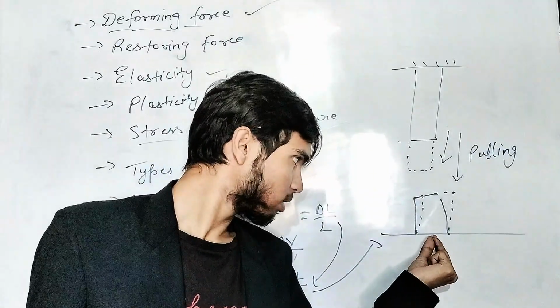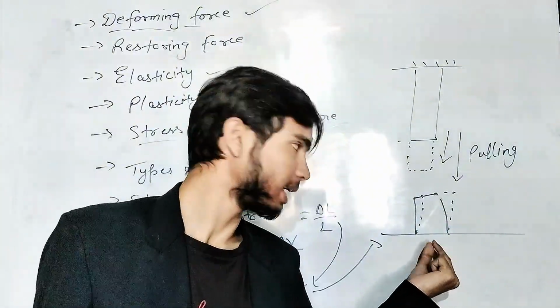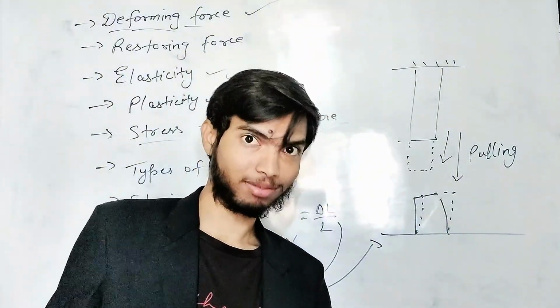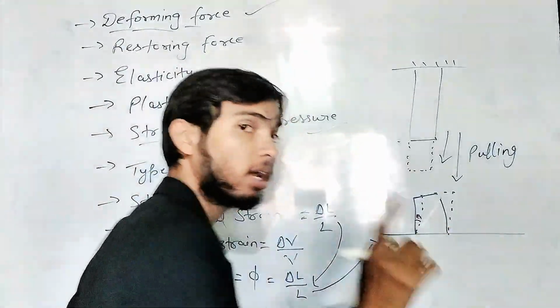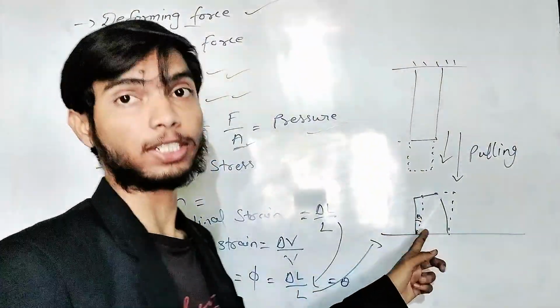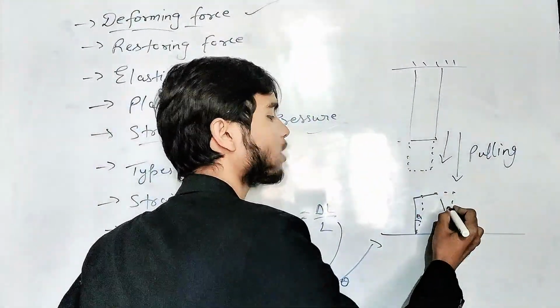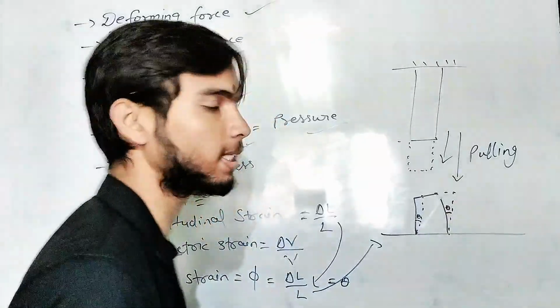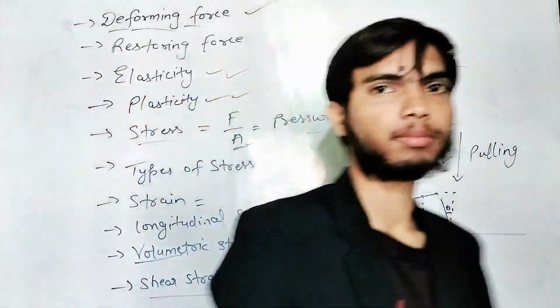If you see this bottom, it is fixed with the surface, and it can't move at all. So how much theta has it rotated? This is our shear strain: how much it has displaced, or you can say rotated, by the angle theta. Clear? Okay.